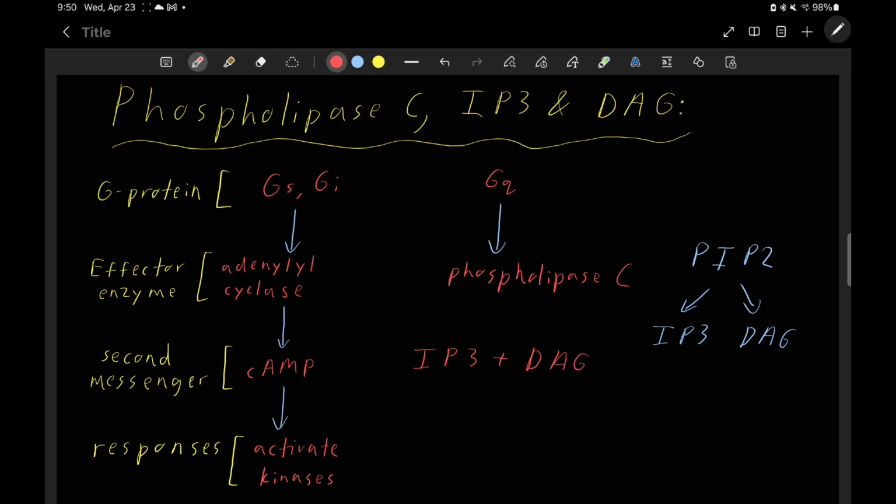DAG. And IP3 is your polar component that goes into your cytoplasm inside the cell, whereas DAG is nonpolar, so it remains in your cell membrane. So now that you've made your two second messengers, just like cAMP, these different second messengers can go and produce responses. Let's take a look at this.